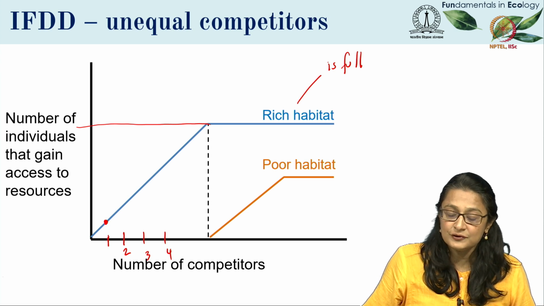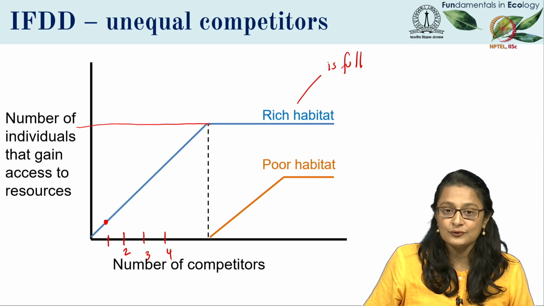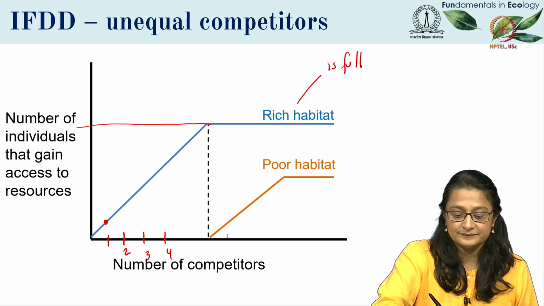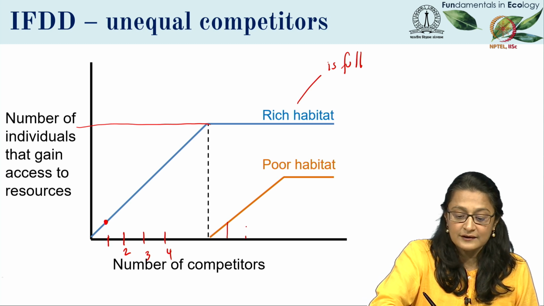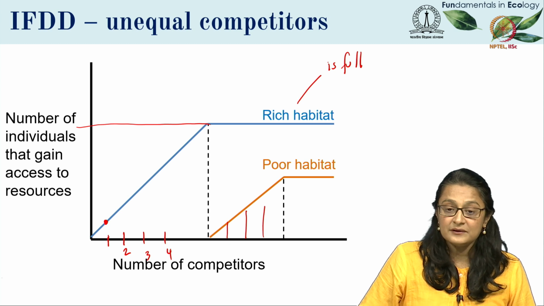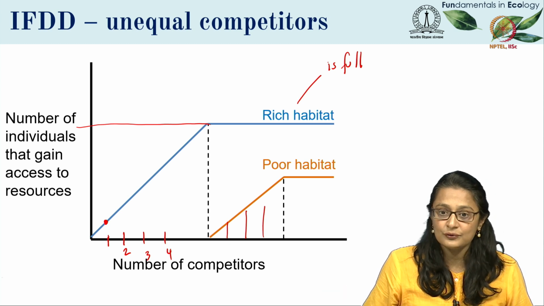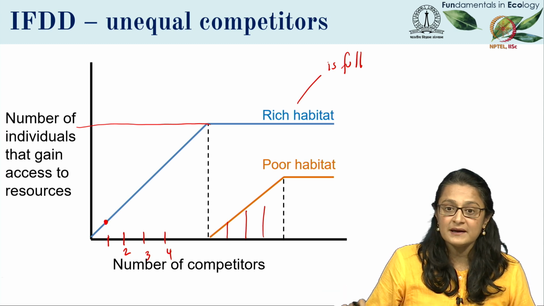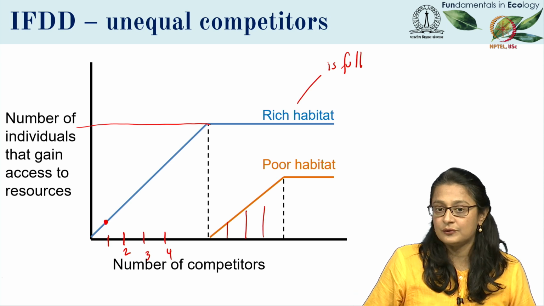And so the next individual that comes into the environment has to go to the poor habitat. From this point on, the poor habitat fills up until the point at which the poor habitat is also full. And then there's no space left in either the rich or poor habitats.